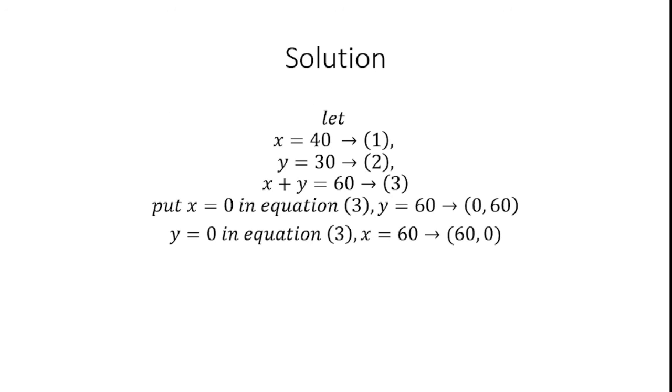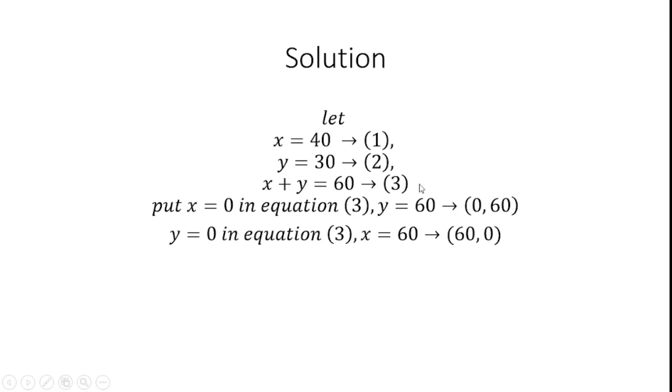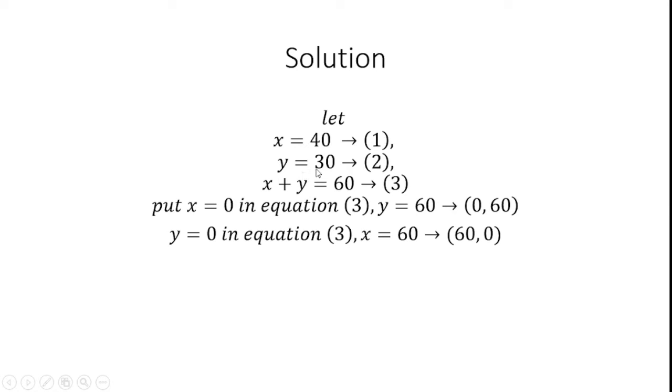According to this, I can convert the constraint equation x less than or equal to 40 into x is equal to 40. Likewise, I change the second equation, y less than or equal to 30, into y equal to 30. Then the third equation is x plus y is equal to 60. Here I can't get the x value and y value directly from this equation.